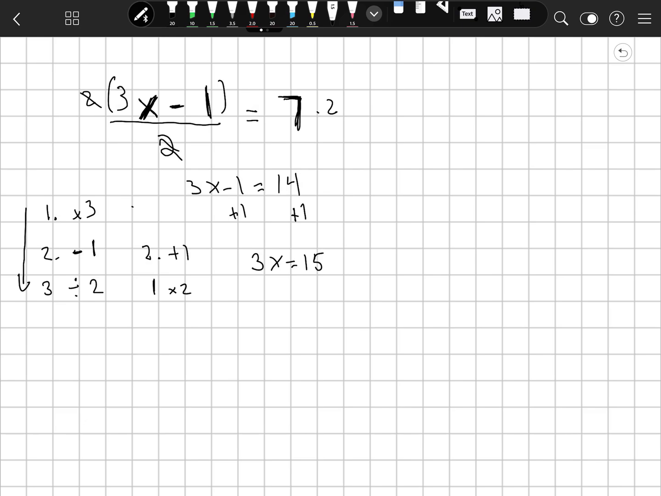And the first thing we did is put it in the box. So the very last thing we're going to do is take it out of the box. So we're going to divide by 3. That's an inverse operation with multiplication. So we divide by 3, and x equals 5. So there's maybe just one more way to think about it. We're just undoing what we've already done to x using inverse operations.